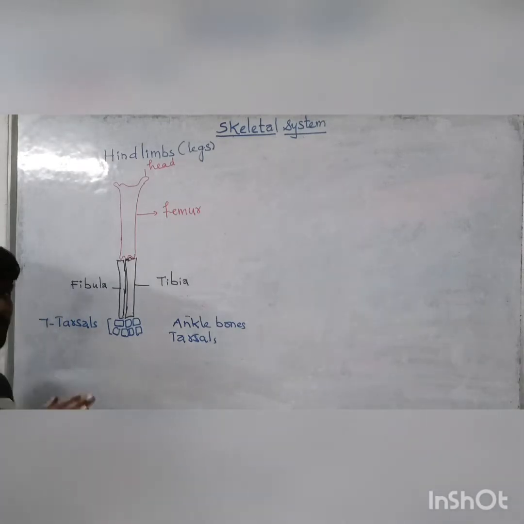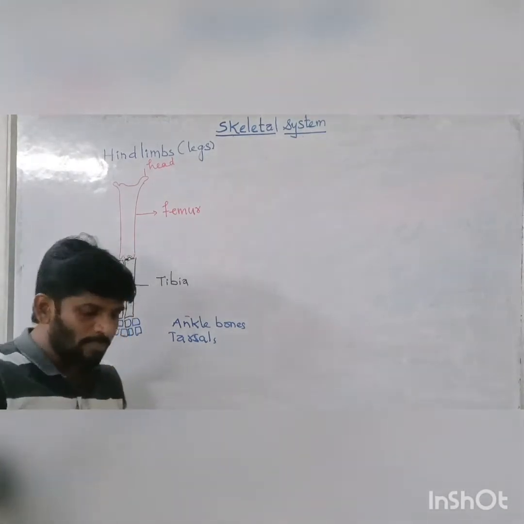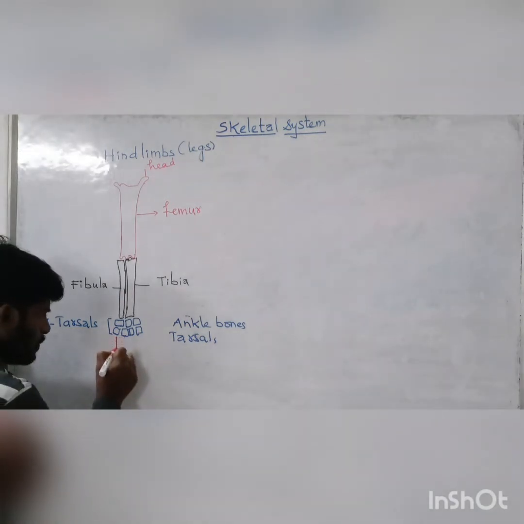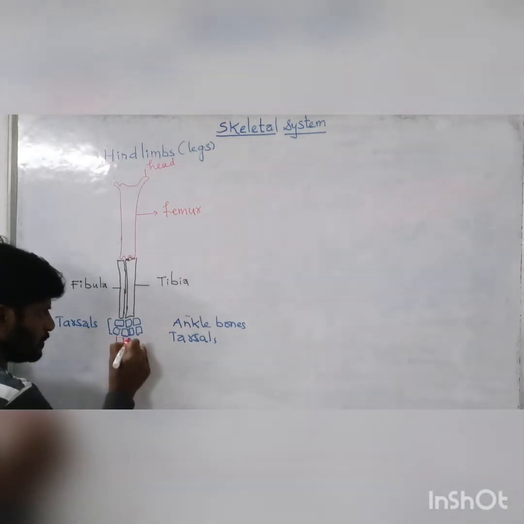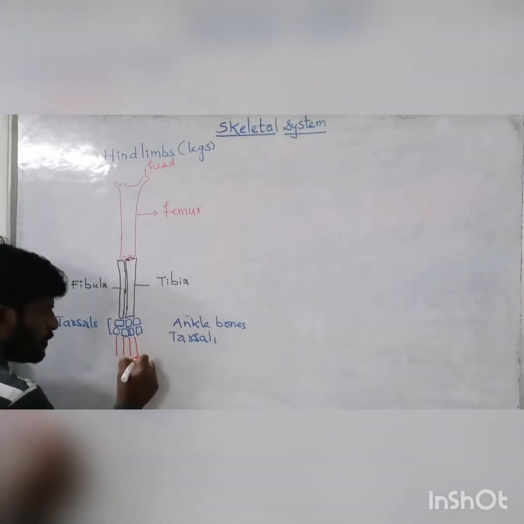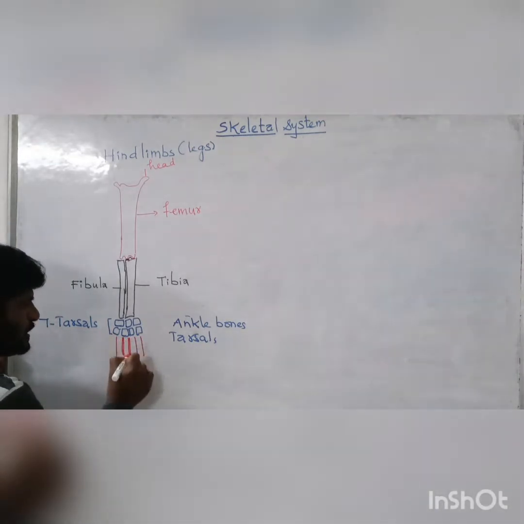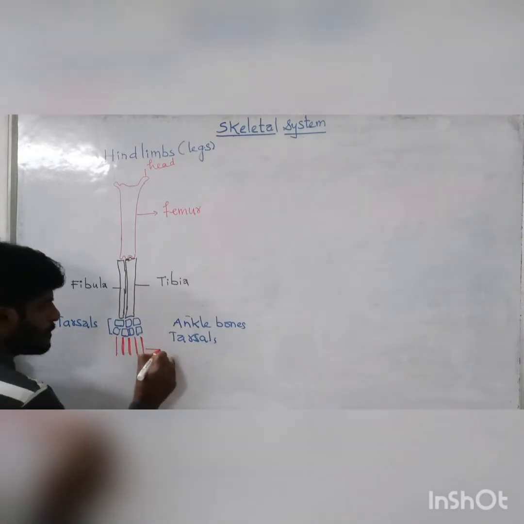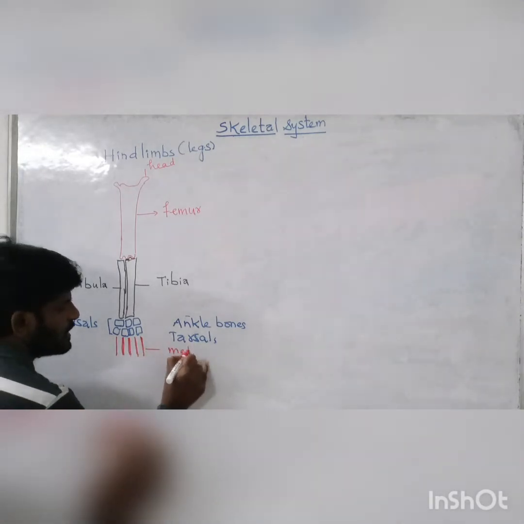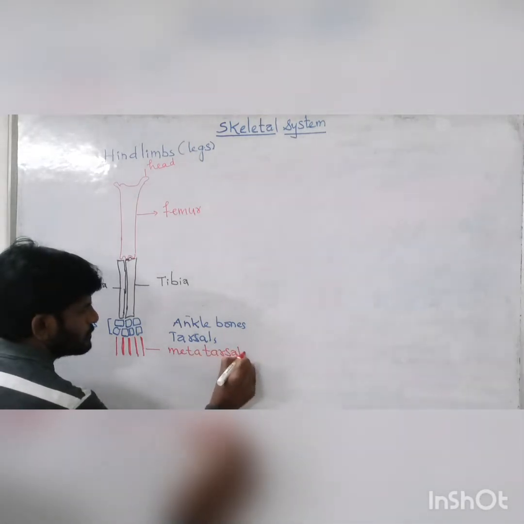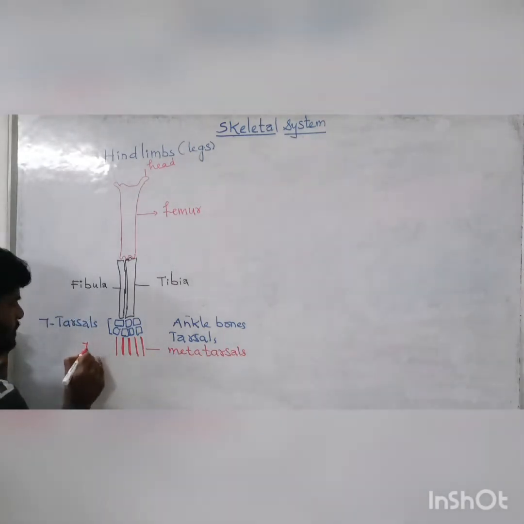And there are metatarsals in the palm of the leg. These are the metatarsals. 1, 2, 3, 4, 5 is the number of metatarsals. These are 5 in number.